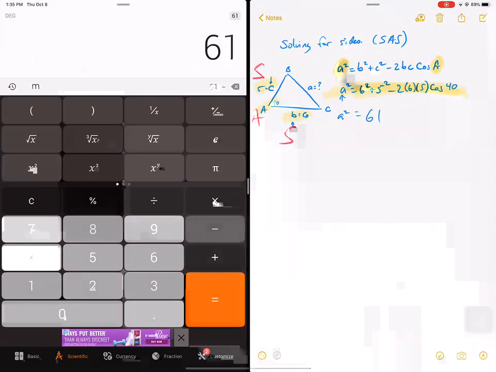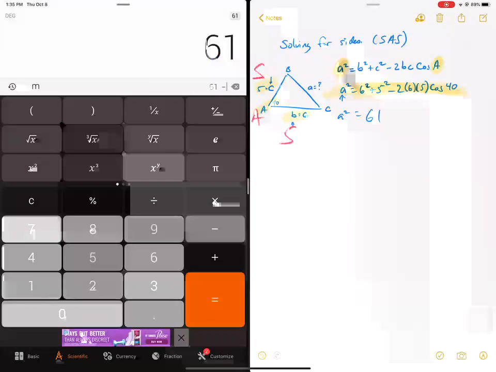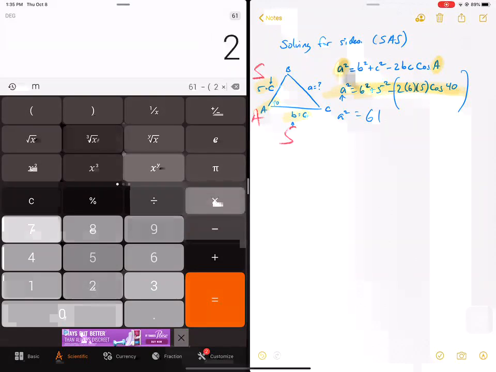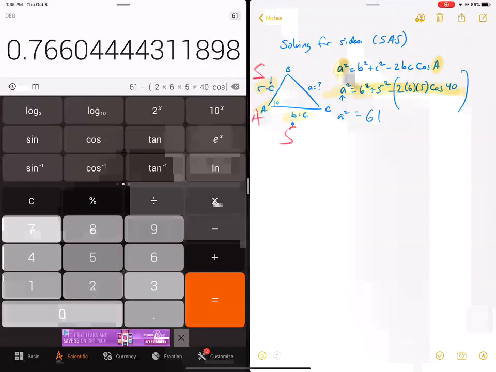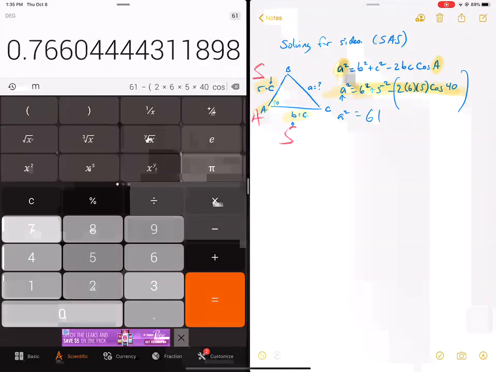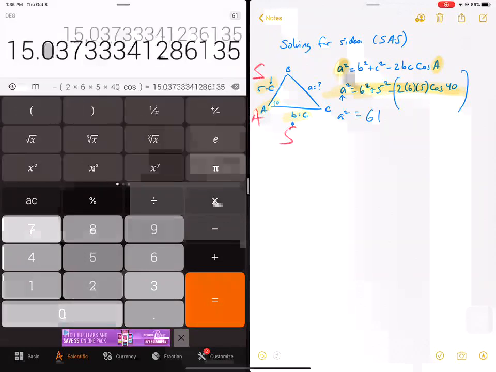We're going to hit minus. Now, look at the parentheses. I'm going to stick this all in one big parentheses. So let's be careful there. It's going to be open parentheses, 2 times 6 times 5 times 40 cosine. I'm going to close my parentheses and then hit equals.